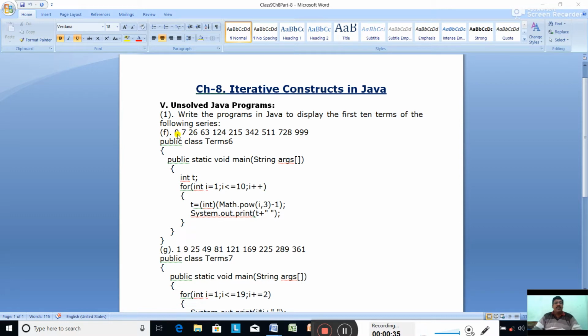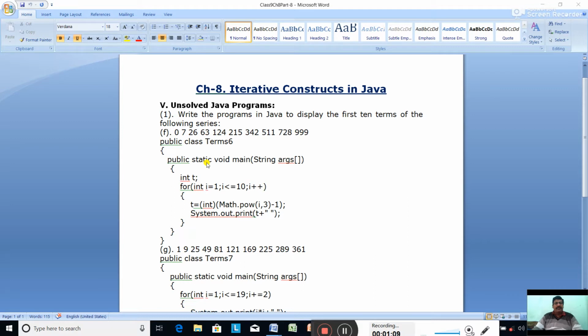1 cube is 1 only. 1 power 3 is 1 only. 1 cube minus 1 comes 0. 2 cube is 8, 2 into 2 into 2 is 8, 8 minus 1 is 7. 3 cube is 3 into 3 into 3, 27, minus 1 is 26. 4 cube is 4 into 4 into 4, 64, minus 1 is 63. So if you have noticed, the terms are cube minus 1.